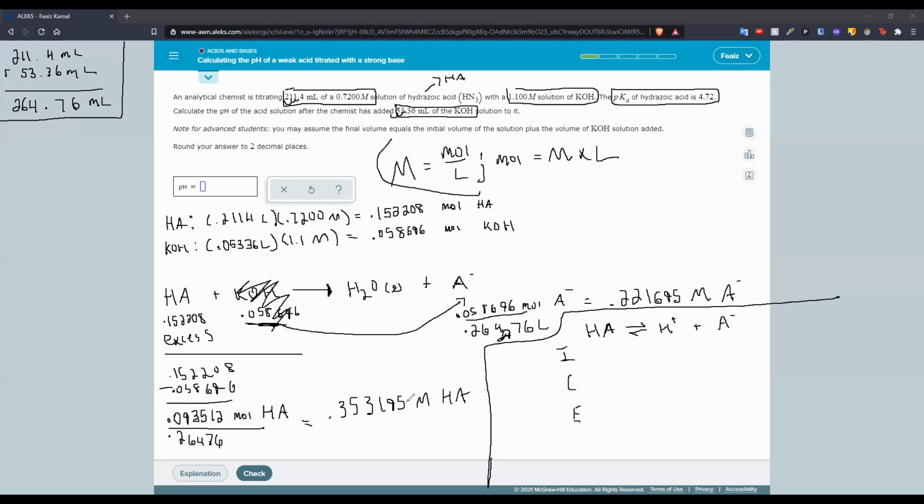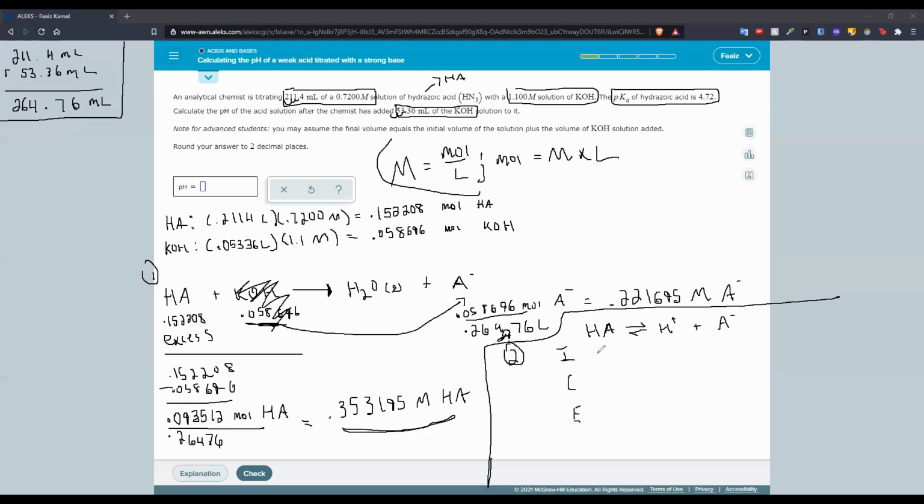So the initial HA would be right here, what you got from the excess remaining from this first reaction that happened. So this is step one. This right here, the ice table, is step two. So first this reaction happens, and then you get a buffer from the weak acid with a conjugate weak base. And from this first equation, you have this much left over. So this would be your initial for HA.